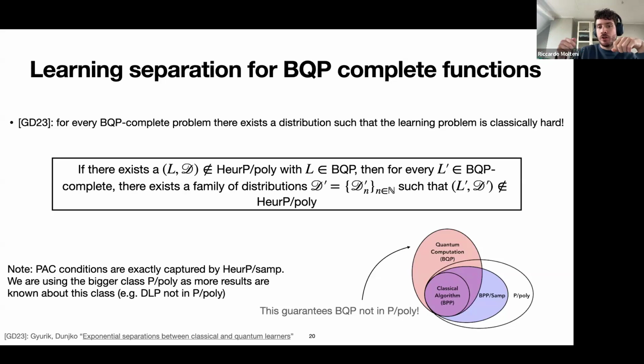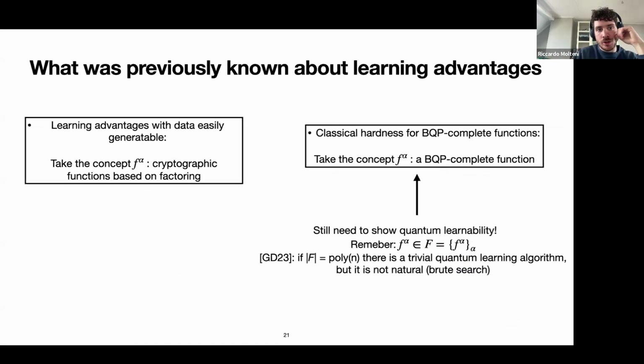And again, outside P/poly means that no classical algorithm can learn the function on average using training data, using an advice, which is the training data. So let's just summarize what was known about learning advantages. We have two cases where we can prove advantage in learning a function.